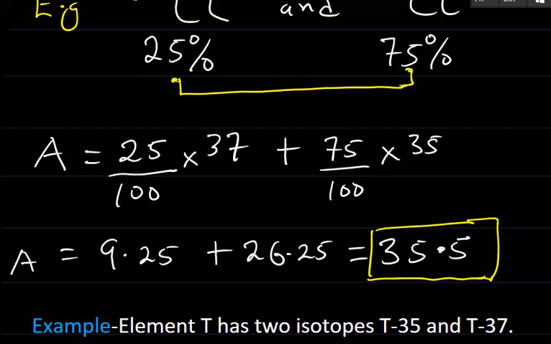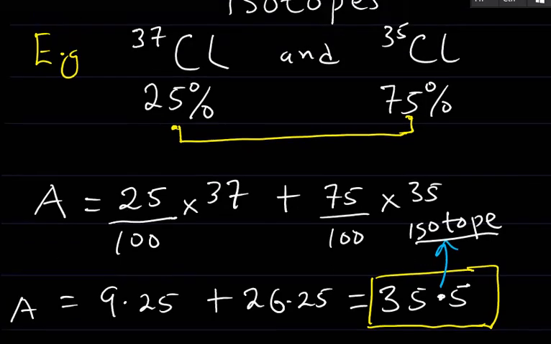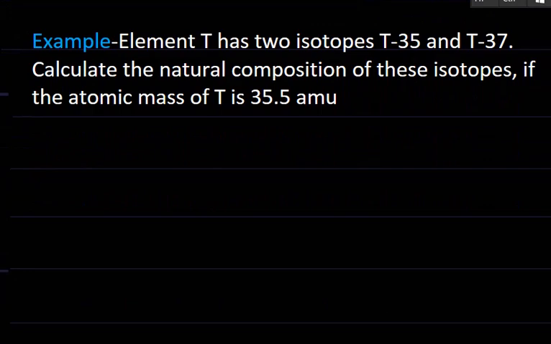So if you are being asked why the relative atomic mass of some elements is expressed in decimal point, it is because those elements have isotopes. They have isotopes. So please take note of that. All right, let's look at some examples.